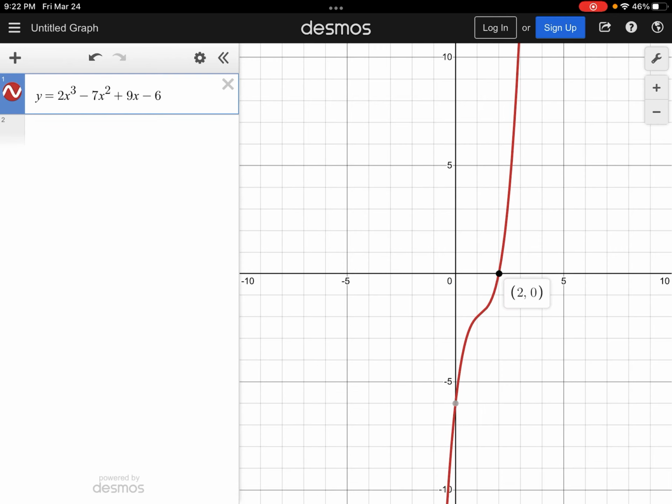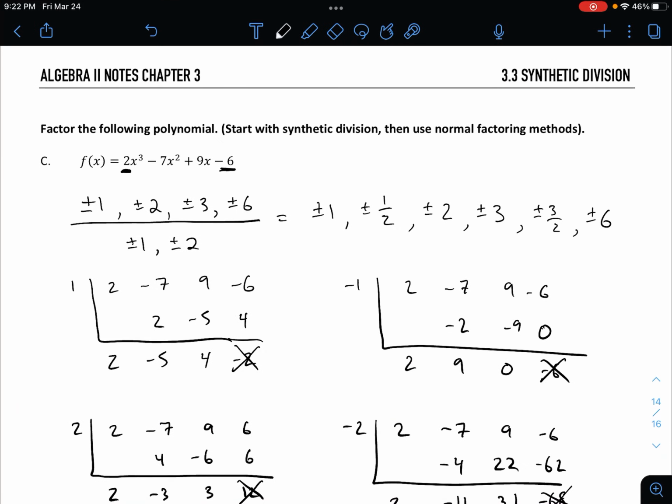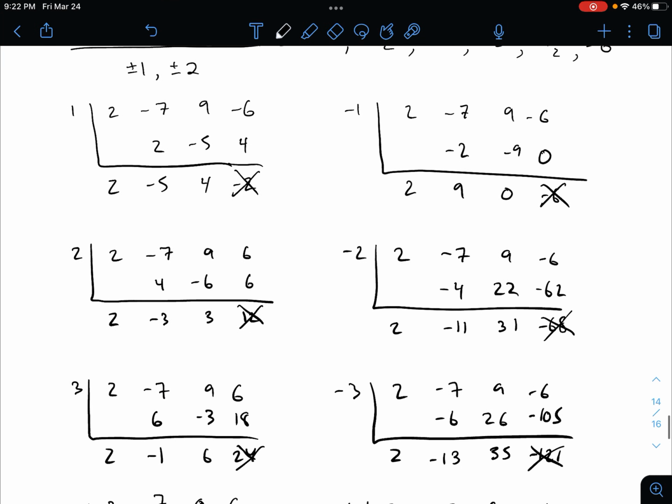Let's double check. And we do actually have a rational zero, which is 2. So that means that I made a mistake at 2 here. Let's double check this. So if I plug in a 2, oh, that's why.